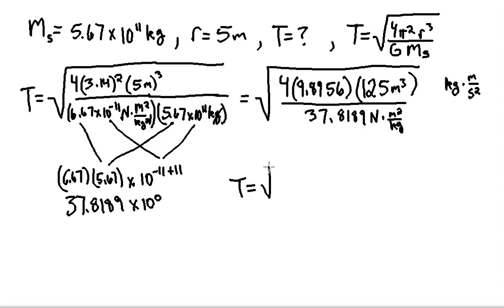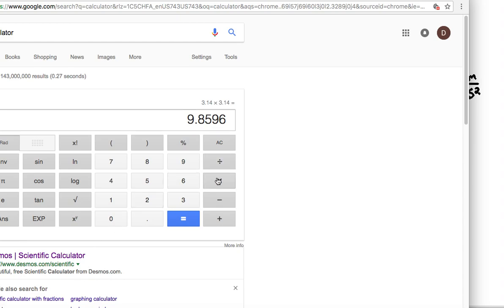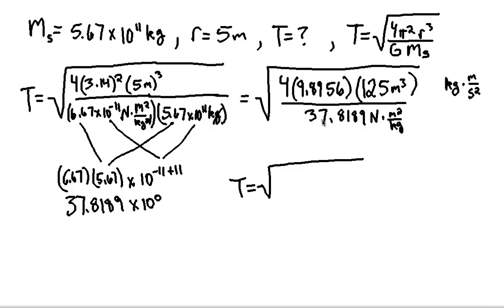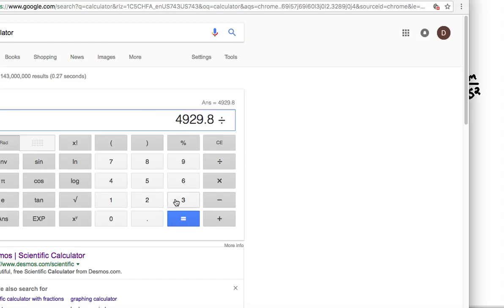We know that we're going to have seconds squared after I cancel everything out, but let's deal with all of this. So I need to multiply that last number by 4 and times 125. So times 4 times 125 gives us 4,929.8, and then we divide that by 37.8189.